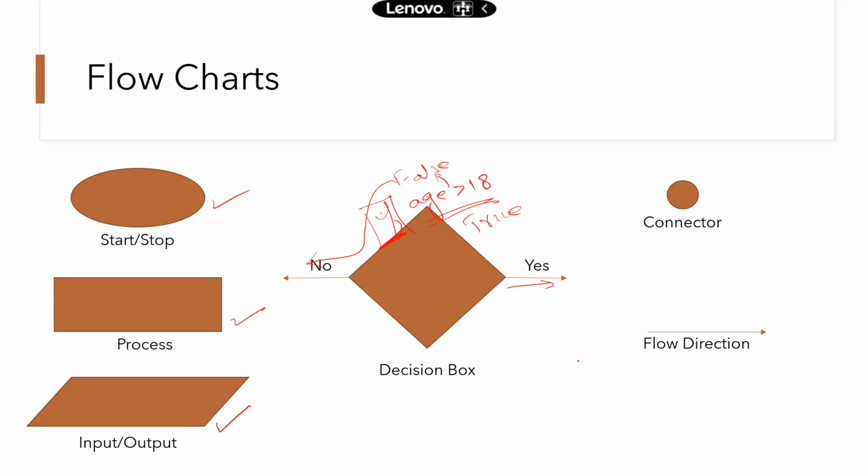We will see in our subsequent lectures how we can use connectors when we are making a flowchart big enough to have certain modules.